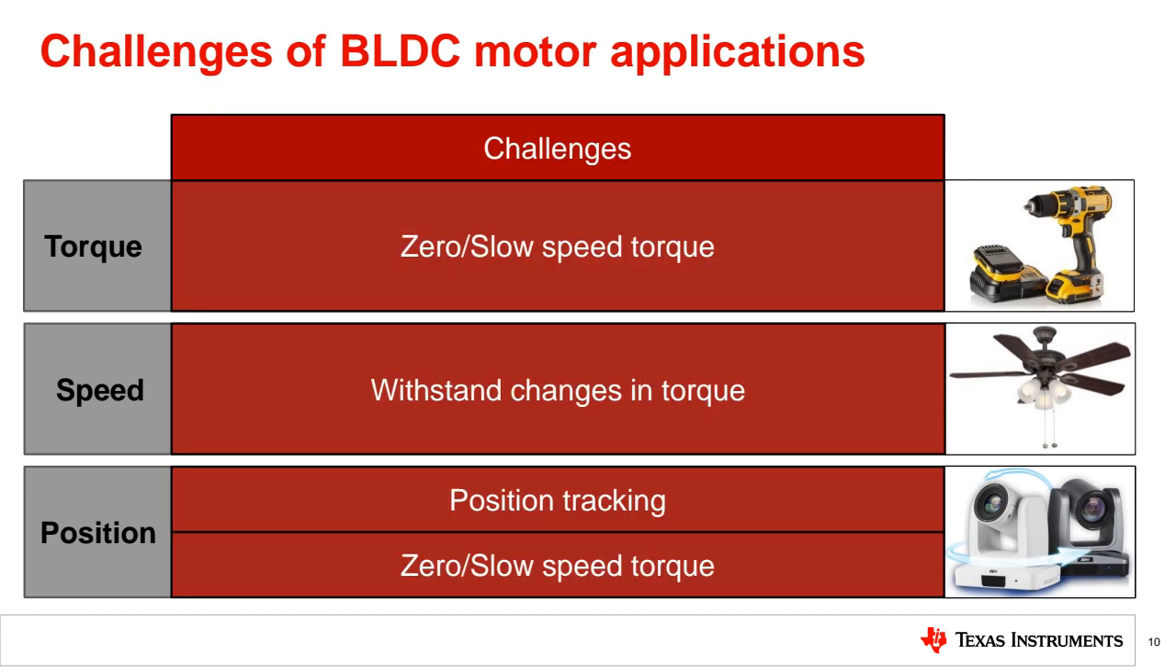Another one, speed applications. Speed applications require a motor to hold a specific speed. So the motor needs to withstand changes in torque without changing speed. For example, a laptop fan. It is spinning at a constant rate and something blocks the air to the fan. This will decrease the torque required to spin the motor.